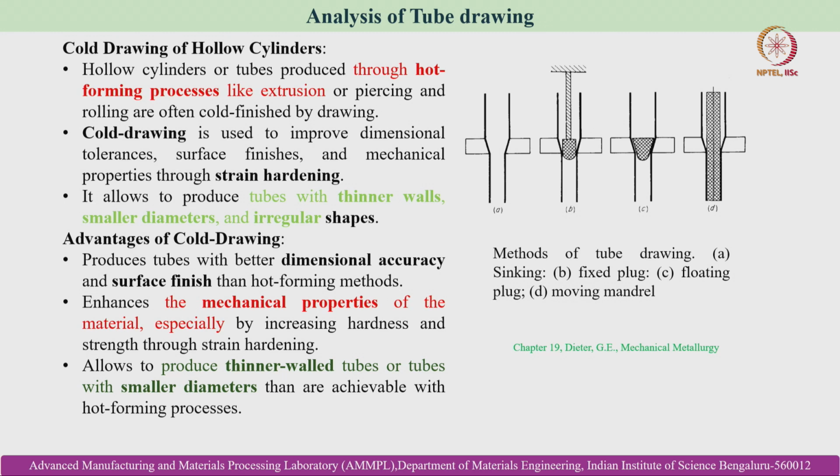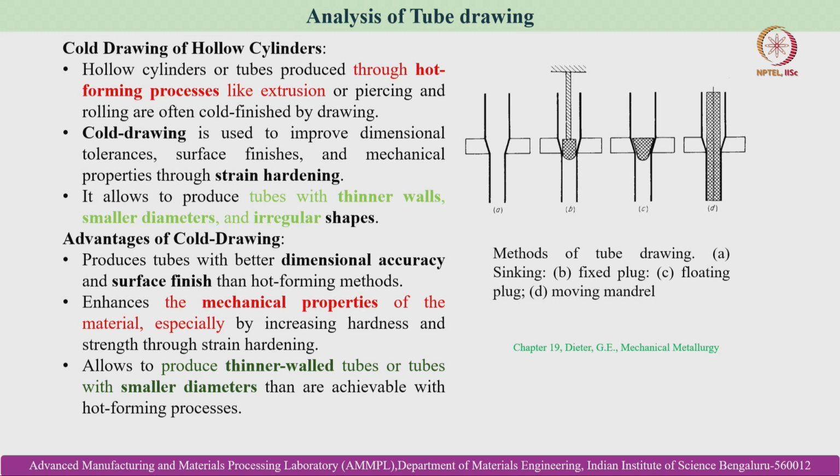So, the advantages of cold drawing: it produces tubes with better dimensional accuracy and surface finish than hot forming methods because of the strain hardening, and also preferential flow of grains. It enhances the mechanical properties of the material, especially by increasing hardness, again due to strain hardening, which is also the reason for increased strength. It also allows us to produce thinner wall tubes or tubes with smaller diameters than are achievable with hot forming processes.